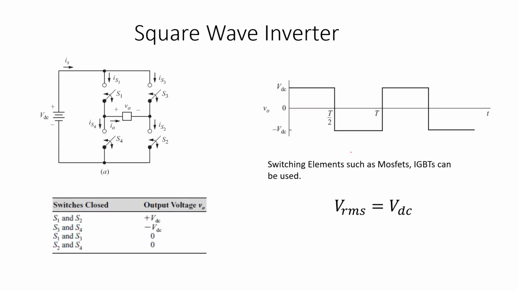Okay. So this is the most basic kind of inverter, the square wave inverter. This is not sinusoidal. AC does not mean sinusoidal. It can be alternating. See, VDC, minus VDC, again VDC, minus VDC. So if it is alternating, it is AC.